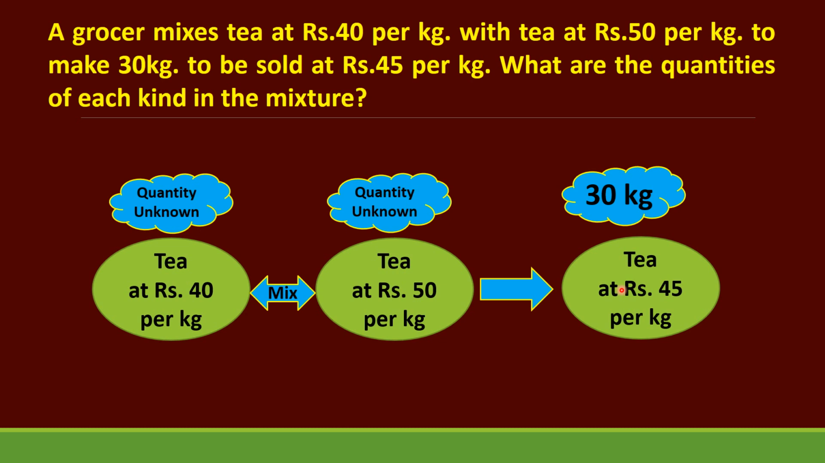Now we can try to make equations out of this. Here the quantity of the first tea bag is unknown. That may be x. And the second tea bag is also unknown, so plus the second tea bag y. He is mixing the two tea bags and he gets 30 kilograms. We don't know these quantities, but when we add these two, we get 30. Now that is an equation: x plus y is equal to 30.